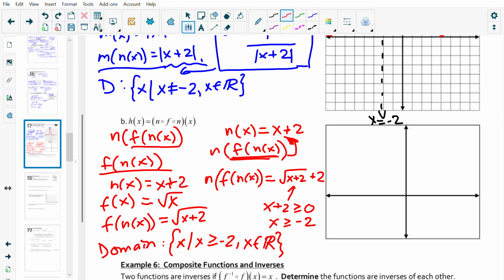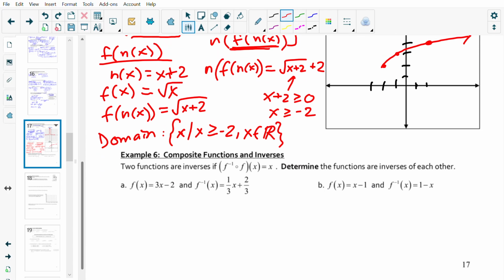Okay, and let's graph this off to the side here. I have just a couple tick marks here. So negative 2, 2, I have a point. Negative 1, 3, I have a point. And then 2, 4, I have a point. Okay, so it's going to look something like this. There we go.